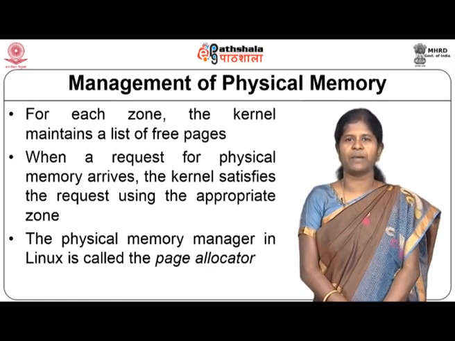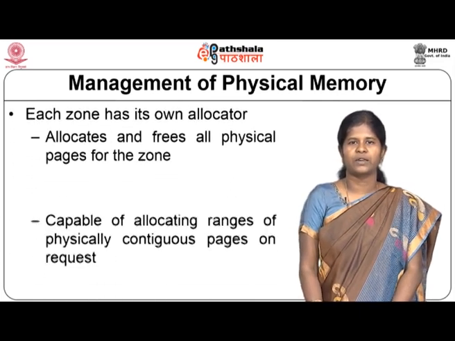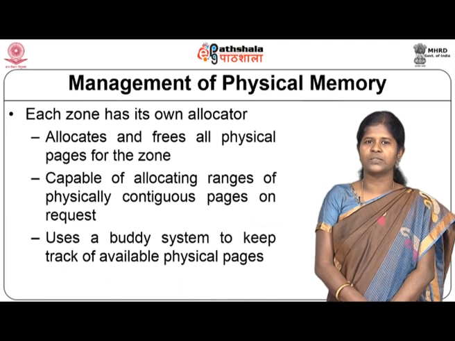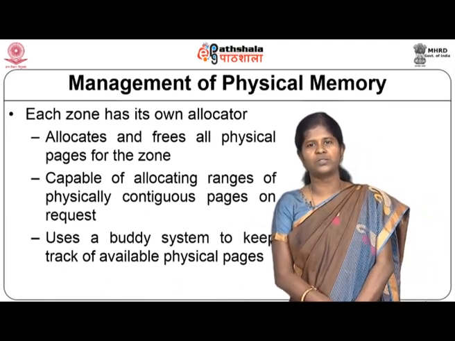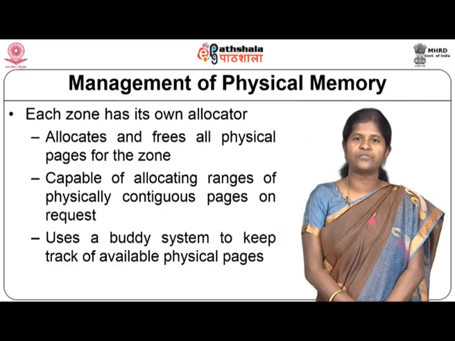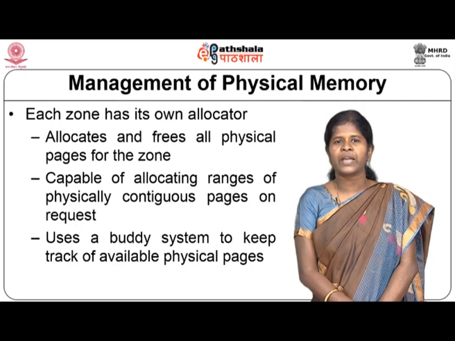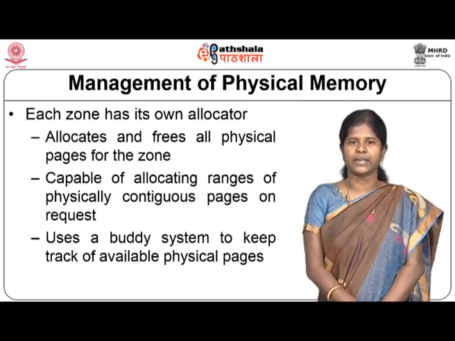The physical memory manager in Linux is called the page allocator, and each of the zones will have its own allocator. Multiple zones are there, each zone has got a number of pages, and the pages have to be allocated for requests from processes, and each zone has got a page allocator which does the allocation.